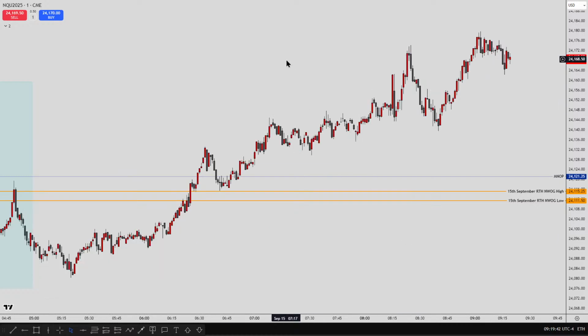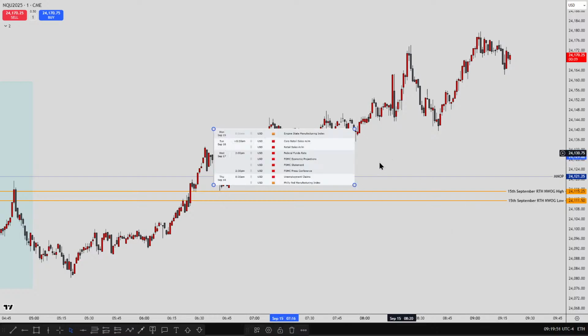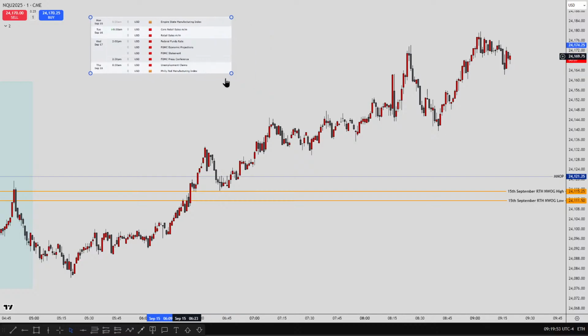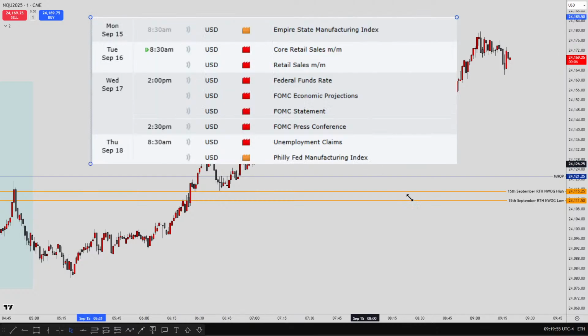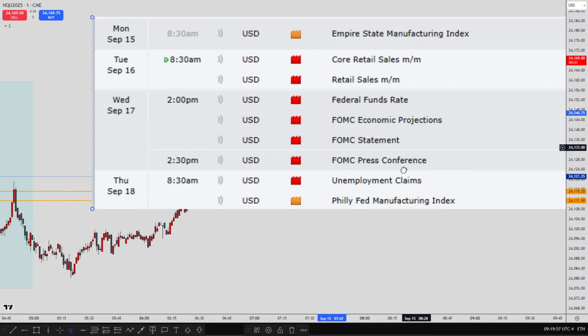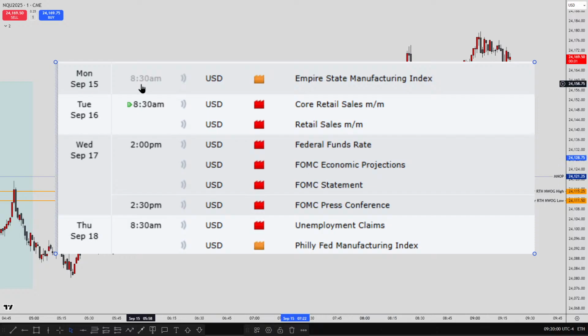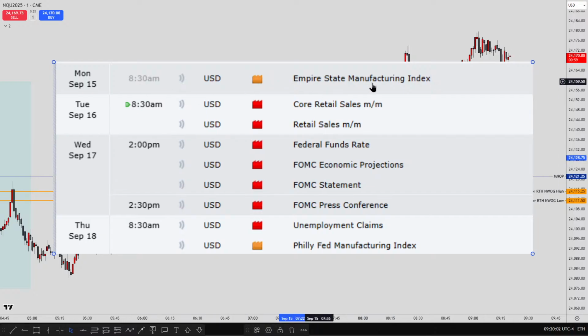And then now let's look at the economic calendar for the day. So today we had 8:30 medium impact news, Empire State Manufacturing Index. This is rubbish, it doesn't do anything. It's basically no high impact news at all. So you'll expect more of a consolidation day.